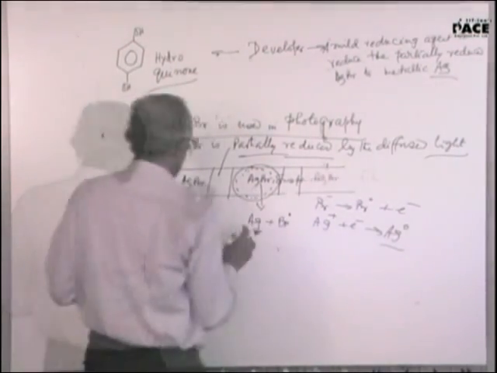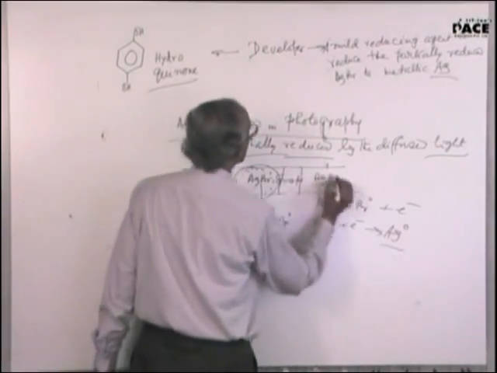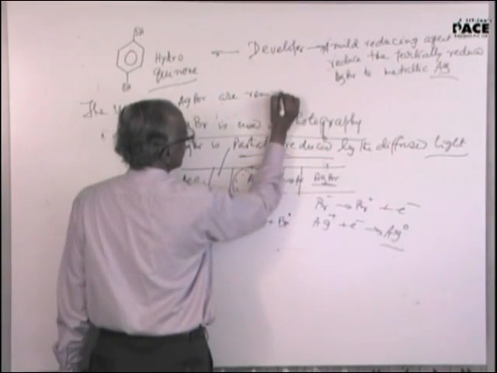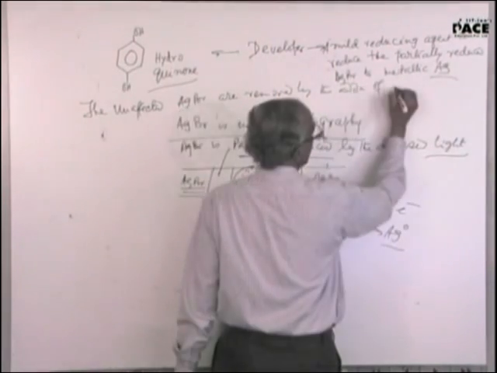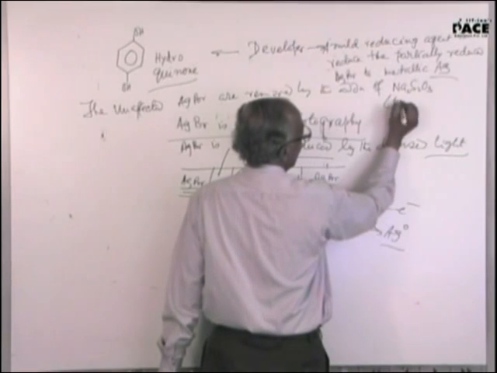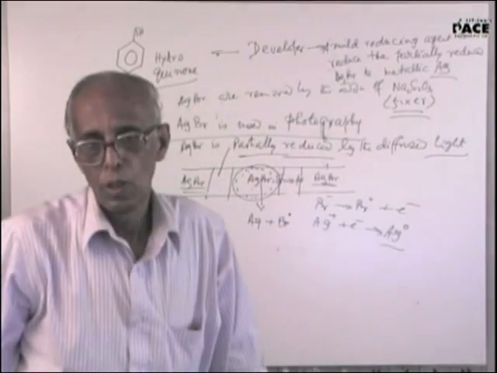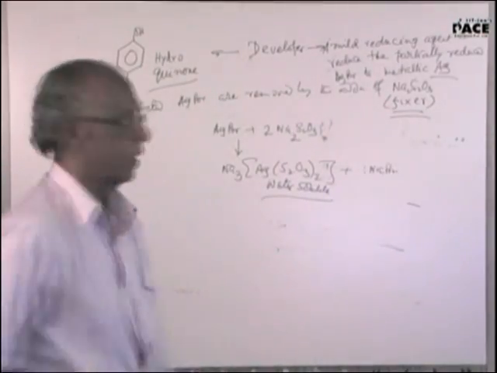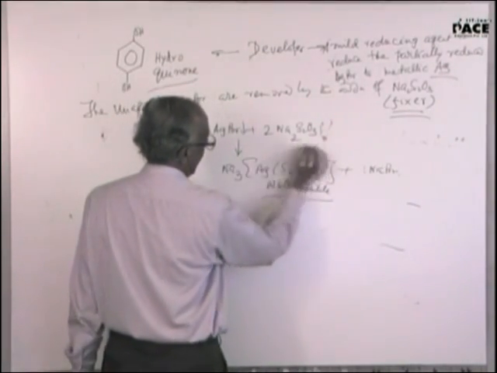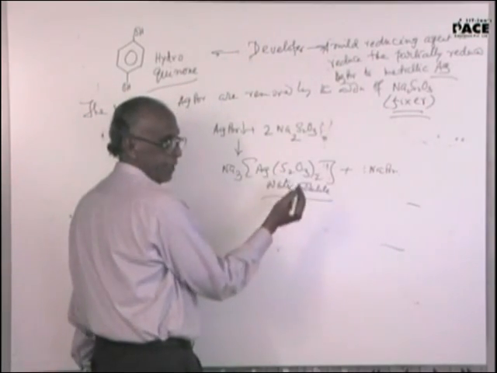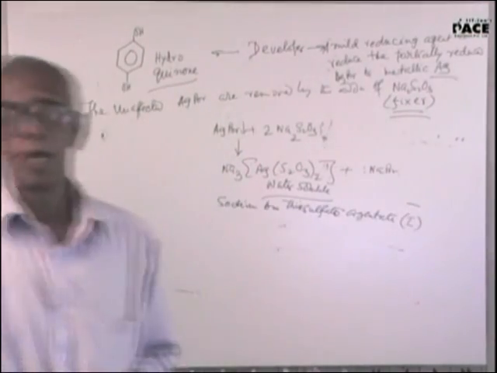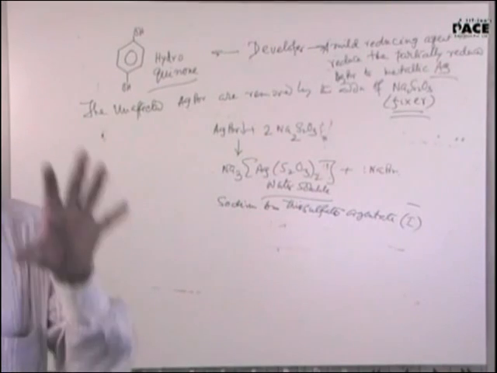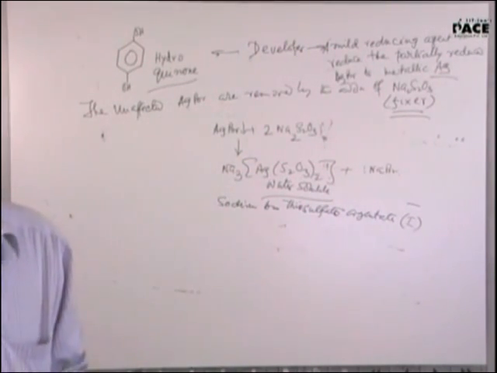The excess silver bromide, the unaffected silver bromide, is removed by the addition of sodium thiosulfate, which is called fixer. So silver bromide precipitate is dissolved by sodium thiosulfate to form a bis thiosulfato argentate complex, sodium bis thiosulfato argentate(I) complex, which is water soluble. So excess silver bromide is washed off from the film, and so you get the image of the object. And that is how photography is done.